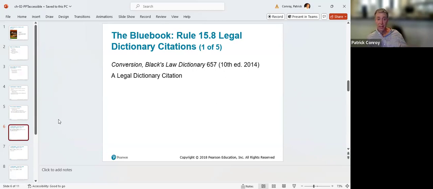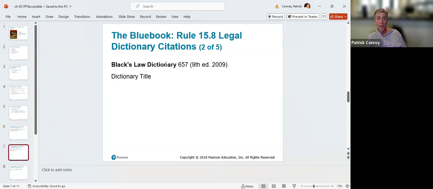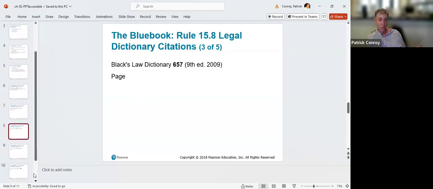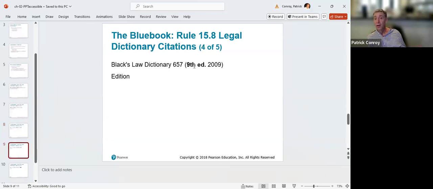So here's how this breaks down. This is the name of the dictionary, Black's Law Dictionary. The number following it is the page. Notice that they don't say page 657. You just need to know that that's what that means when you see a number following Black's Law Dictionary. And which edition, because new editions come out all the time. So that's the 9th edition and the year that that edition was published.